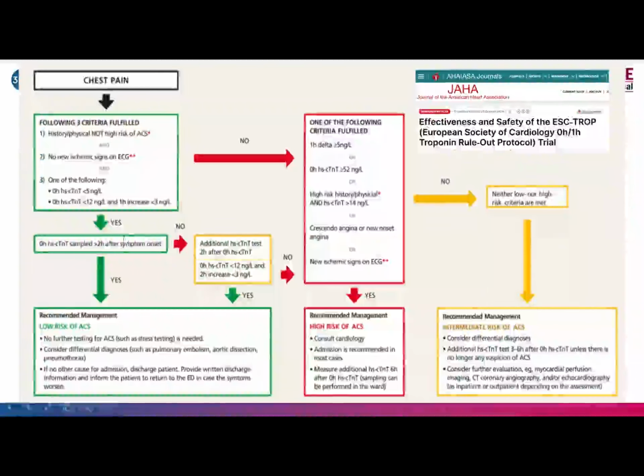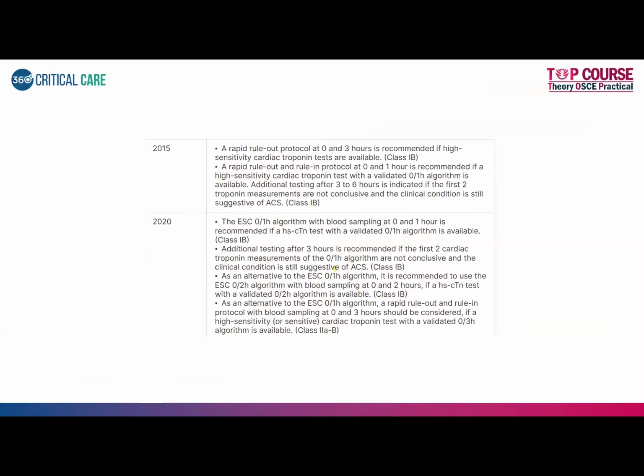The query that was asked regarding high sensitivity cardiac troponin levels, and how to check and what is the guideline regarding at what levels to check. So, rule in and rule out is the protocol which was given by the European Society of Cardiology.